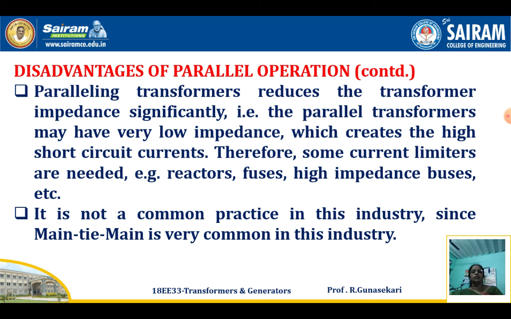How is it possible? Reactors, fuses, and high impedance buses are the devices which are used to limit the short circuit current during parallel operation. Then the last one is that it is not a common practice, that means the main time main is very common in the industry also.